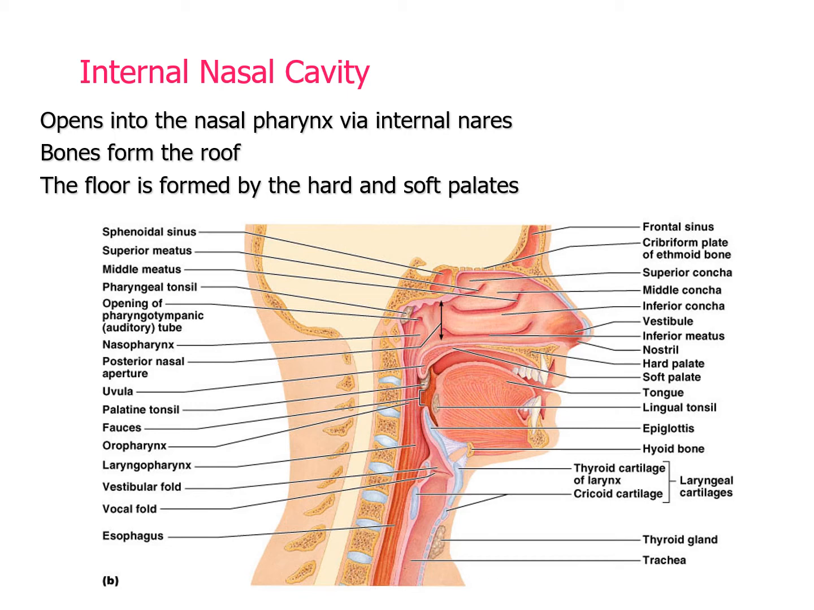You have exposure in this diagram of the internal nasal cavity, which is all of this area here. The roof is formed with bones, which separate it from the cavity containing the skull. And the floor is made up of the hard and soft palates. Going from the front towards the back, from anterior to posterior, there's a hard palate, and then further back there's a soft palate.